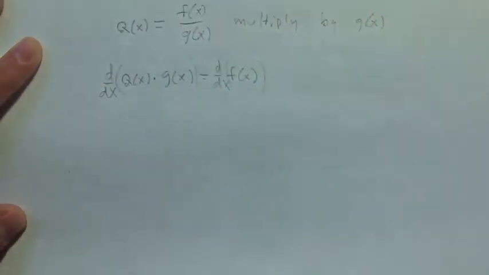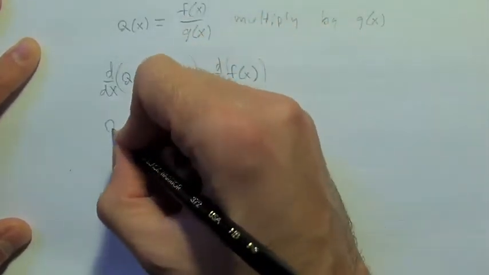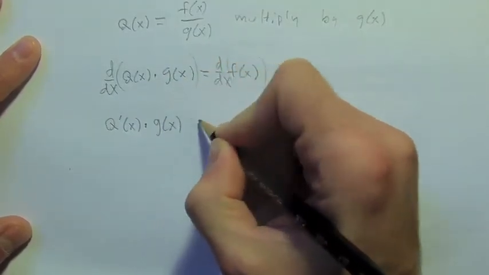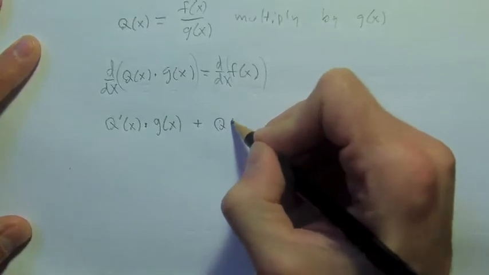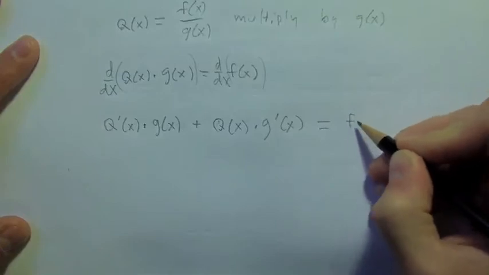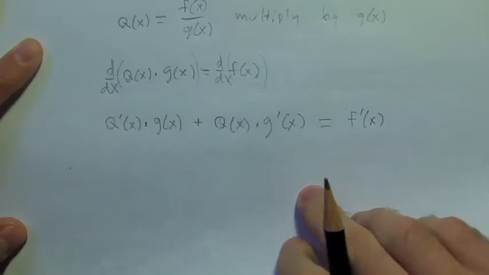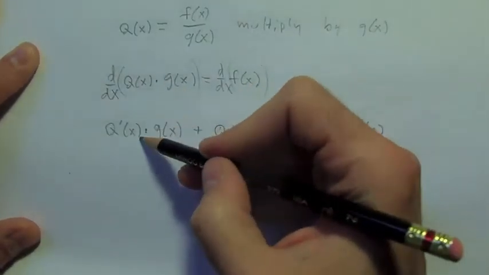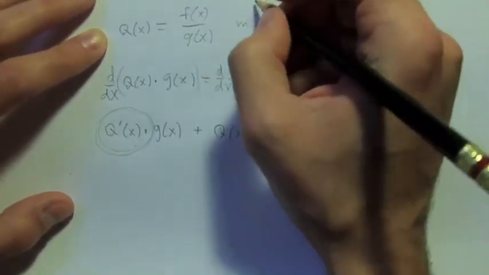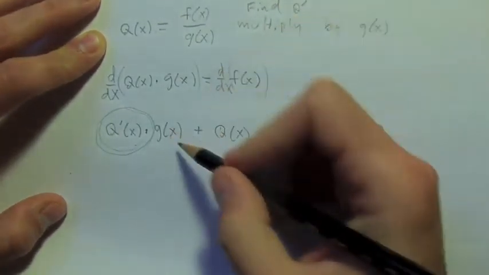Which we can do. You can take the derivative of both sides and keep equality. And then we use the product rule on this side. So this would be q prime of x times g of x plus q of x times g prime of x is equal to f prime of x. Now, you might be wondering what I'm doing: I'm actually looking for this q prime, right? Because I want to find the derivative of q. So find q prime.